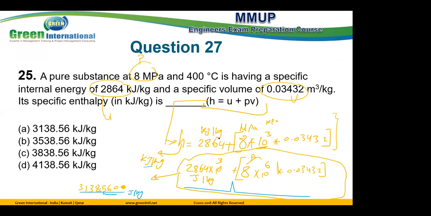But be careful. Use kilojoule. This one changes from megapascal to kilopascal, not to Pascal.